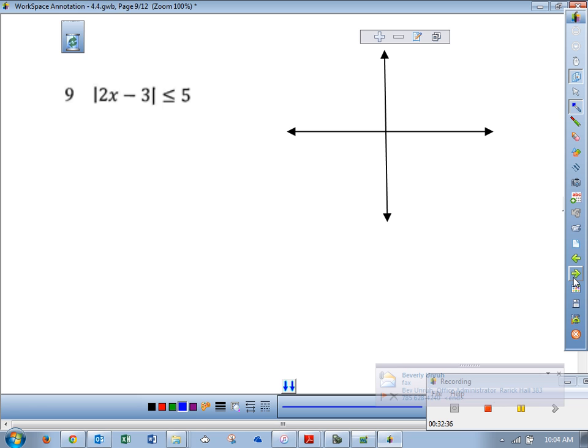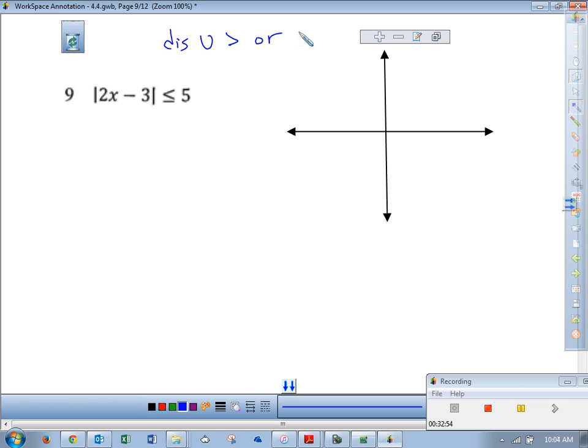For those of you who had me in the past, you'll remember absolute value inequalities. There is a phrase, "disunion greater than or." You might want to write that down if you've never had me before. It tells you right away, once you've got the bars by themselves, if this is going to be an and or an or statement when you're all said and done.